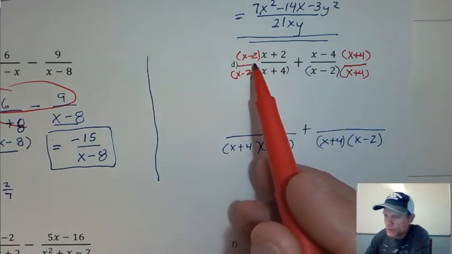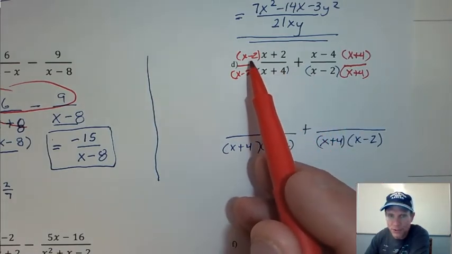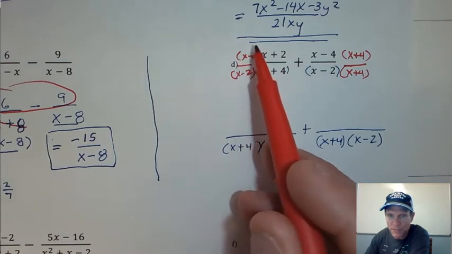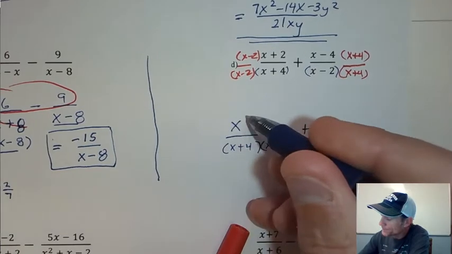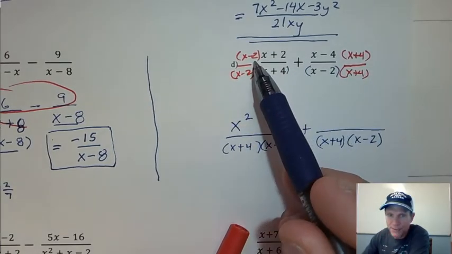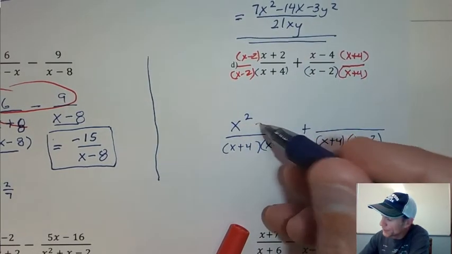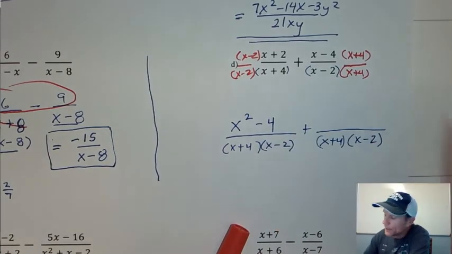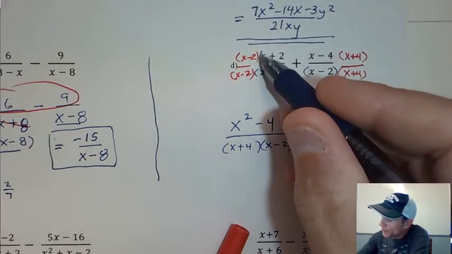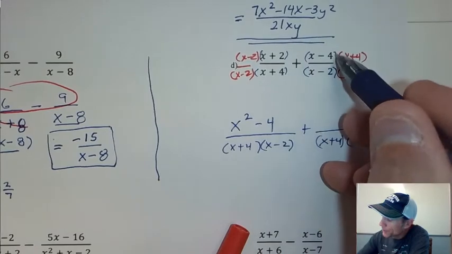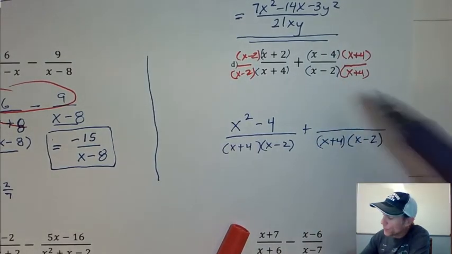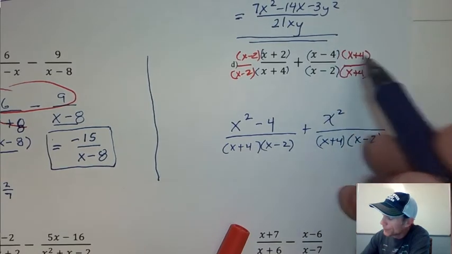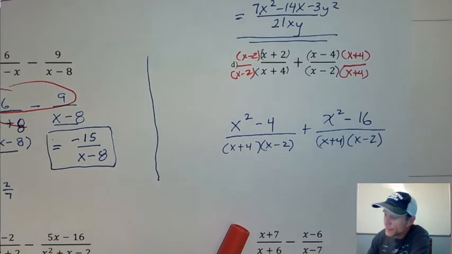Now, if you spot in this numerator here, this is a conjugate pair, so we know we just have to multiply x times x, and we get x squared. And then we take negative 2 times 2, we get negative 4. And then over here, I might want to put my parentheses on to help me. Again, it's conjugate pairs, so I have x squared, and then 4 times 4 is 16. I get negative 16. Okay?